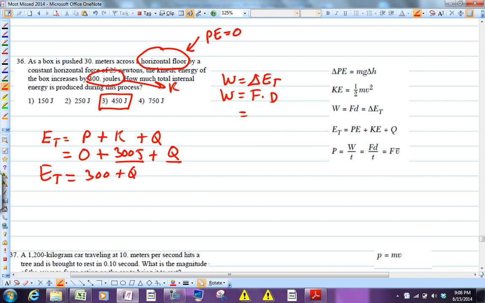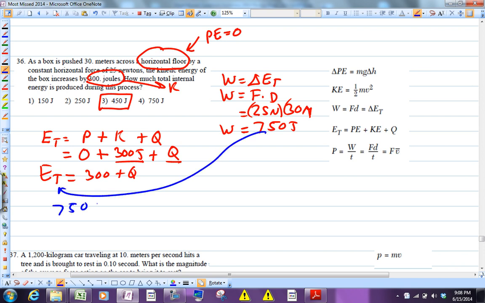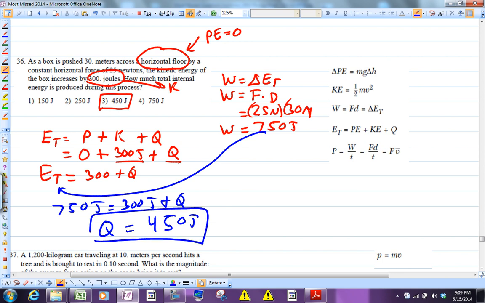force times distance. So you're told that that force is 25 newtons and that the distance, or the displacement, is 30 meters. That is a work of 750 joules. So now 750 joules equals 300 joules plus Q. That Q is 450 joules. In other words, you actually put more energy into the friction, into the heat, than the box gained in terms of kinetic energy. That happens sometimes when there's a lot of friction.